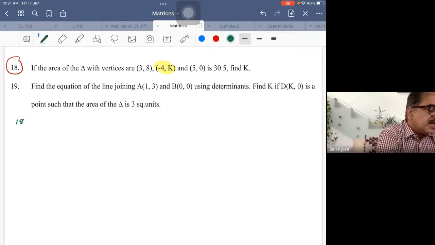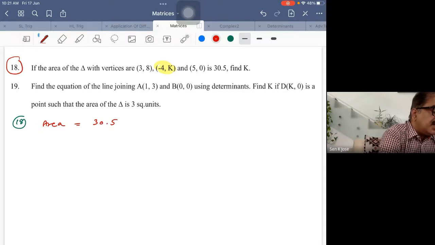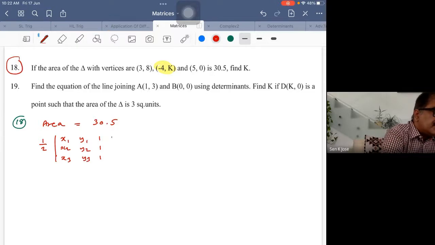Question number 18. There is this area given to you. Area is 30.5, but when you put it into determinant, with the formula half determinant x1, y1 and 1, x2, y2 and 1, x3, y3 and 1, the answer is plus or minus 30.5.